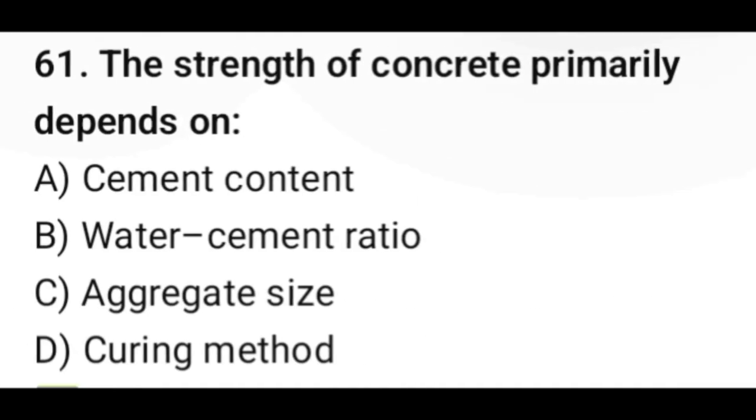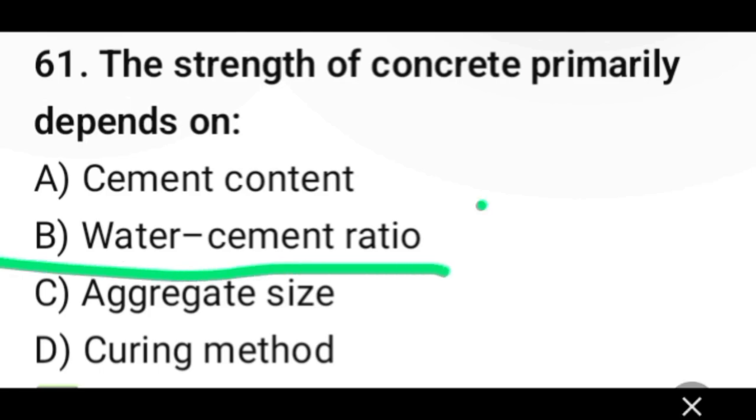Next question. The strength of concrete primarily depends on: option A cement content, option B water cement ratio, option C aggregate size, option D curing method. The right answer is option B, water cement ratio is the major factor for concrete strength.